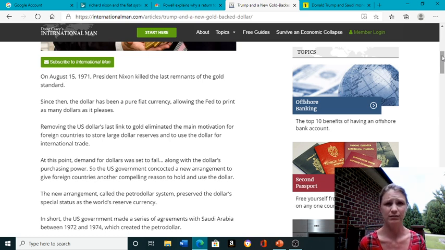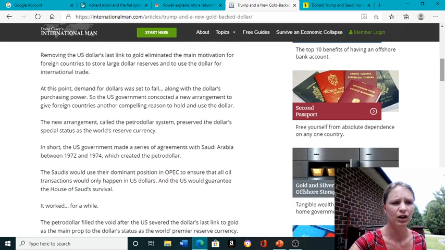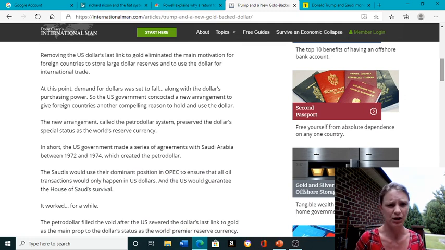So at this point, they got rid of the gold standard, so why in the world would anybody want to use the U.S. dollar anymore, okay? So the demand for the dollar was set to fall, along with the dollar's purchasing power. So the U.S. government concocted a new arrangement to give foreign countries another compelling reason to hold and use the U.S. dollar. The new arrangement, called the petrodollar system, preserved the dollar's special status as the world's reserve currency.